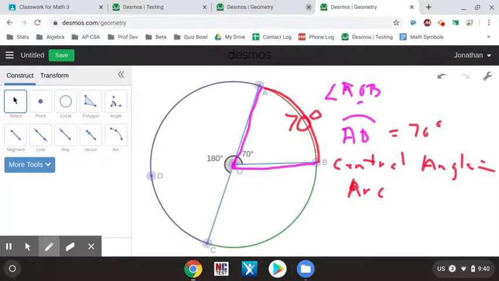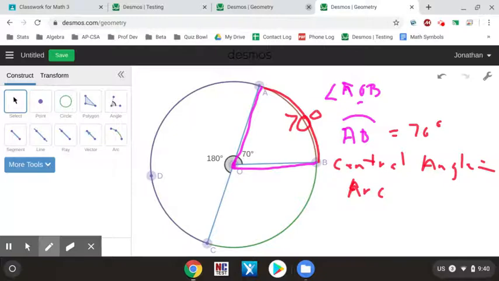Now, once again, we talked before when we did arcs that you could measure arcs in degrees or you could measure the length of the arc. We're not saying this arc is 70 inches long or 70 centimeters long. We're saying you turn through 70 degrees of the circle to go across that arc AB. Okay, now let's go ahead and look at some other arcs.